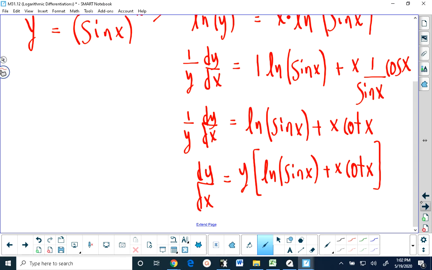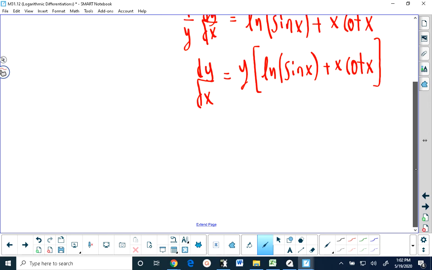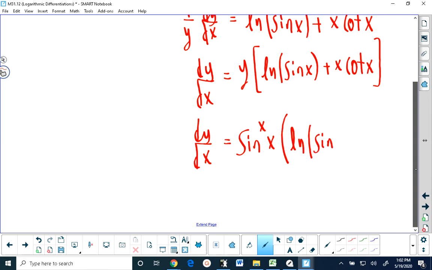Now y was equal to sine to the x of x, so if you want, and you don't have to, you could say dy dx equals, we have y, which is sine to the x of x, multiplied by the natural logarithm of the sine of x, plus x times the cotangent of x, and we are done. That's the derivative of sine to the x of x.